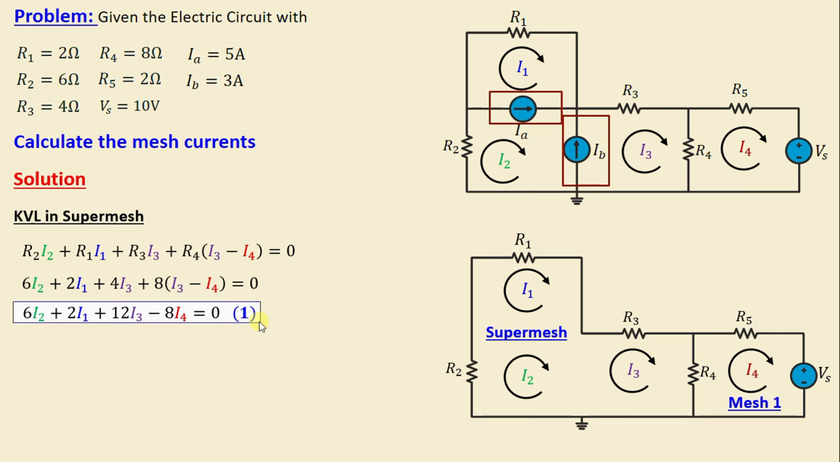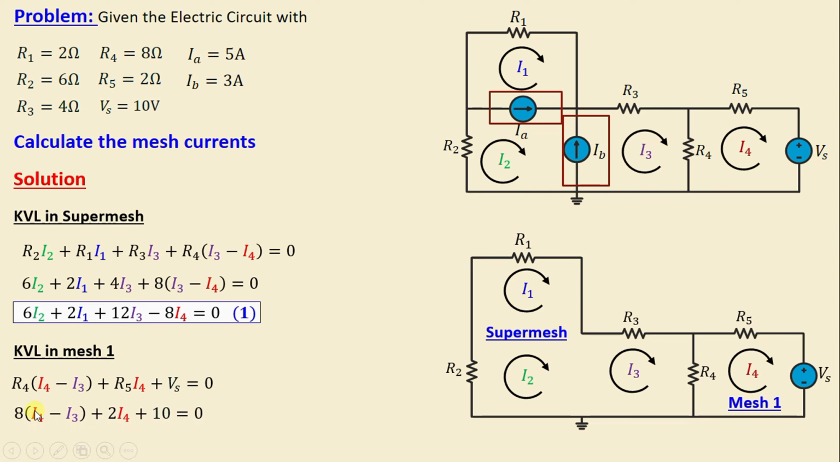We go to mesh 1. By applying KVL in mesh 1, we can write R4(I4 minus I3) plus R5I4 plus Vs is equal to 0. By replacing the resistors and the voltage with their numerical values, we obtain 8(I4 minus I3) plus 2I4 plus 10 is equal to 0. If we continue simplifying this equation, we obtain finally 10I4 minus 8I3 plus 10 is equal to 0. And I will call this equation number 2.